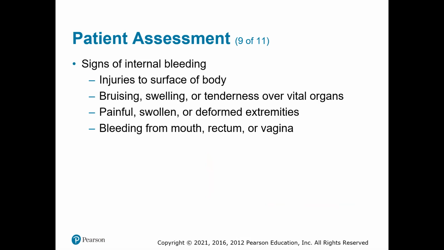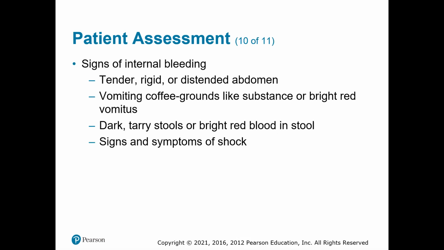So signs of internal bleeding, if we see bruising like that, swelling, tenderness over the vital organs, all right. Rigidity, if you're palpating the abdomen, deformed, swollen extremities, right extremity should equal left extremity, if something looks weird. Bleeding from the mouth, the rectum, the vagina, any of the orifices we're getting blood coming out of usually signifies some sort of internal bleed somewhere.